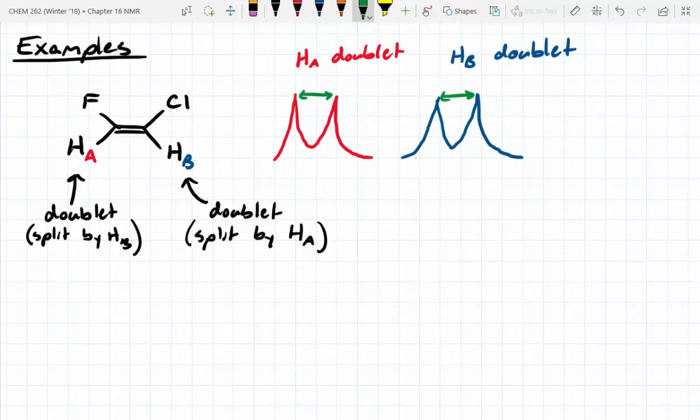Because they're splitting one another, right? So the magnitude of splitting should be the same whether or not you're looking in one direction or the opposite direction. So what I mean by this is JAB is going to be equal to JBA, right? So it's kind of that mathematical operation. BA, there we go. Does that make sense? So J is your coupling constant in Hertz.